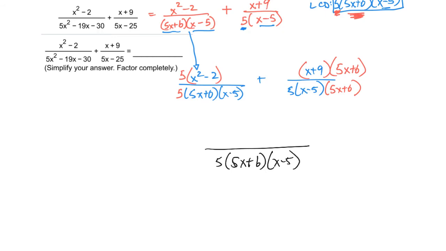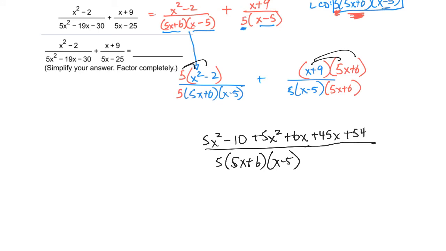That's our common denominator. Then on the top here, I'm going to multiply this out. So it'll be 5x squared minus 10. And I'm also going to FOIL this out. So plus 5x squared plus 6x plus 45x plus 54.